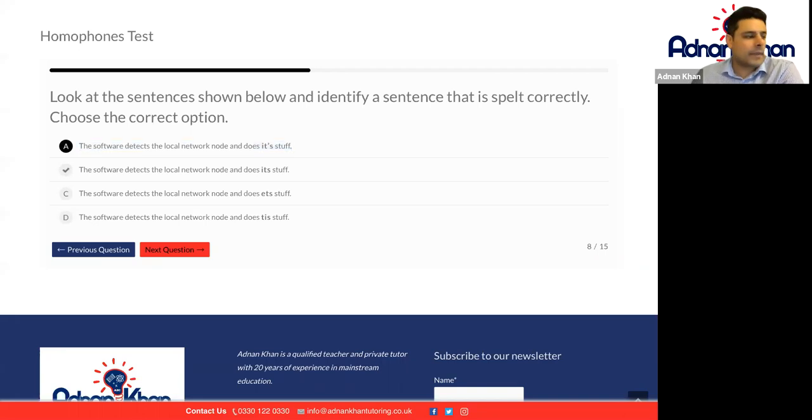So let's have a look at B and check if B is correct. So the software detects the local network node and does its stuff. So you see the difference there? Yeah. Between those. So that was the difference. So B is correct. Well done to you.